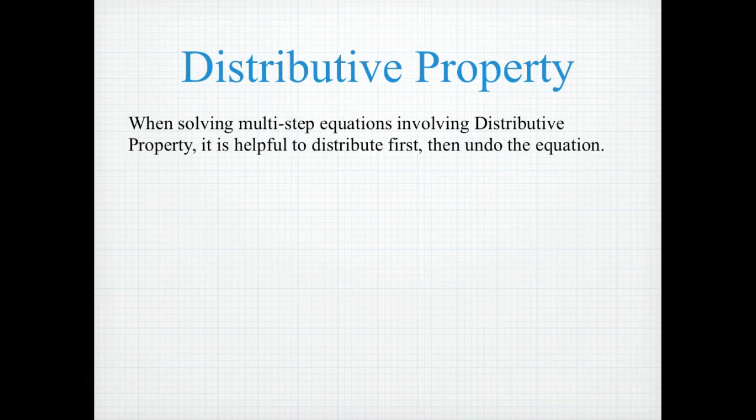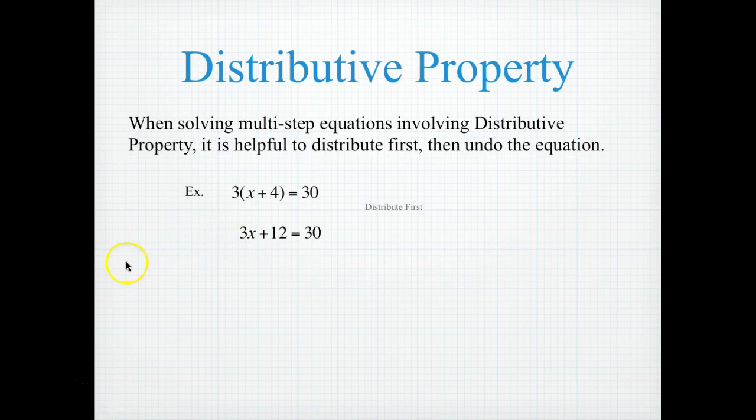When solving multi-step equations involving the distributive property, it is helpful to distribute first, then undo the equation. So in our example, 3 is being multiplied by the quantity of x plus 4 equals 30. We need to make sure that 3 gets multiplied by both x and 4, giving us 3x plus 12 equals 30. And again, we want to isolate the term that contains the variable.